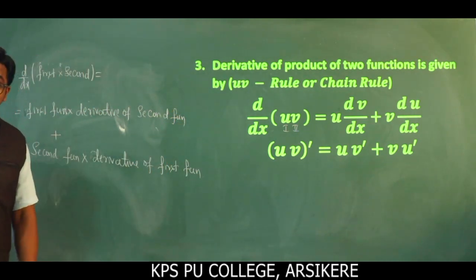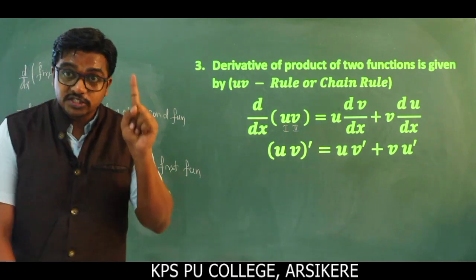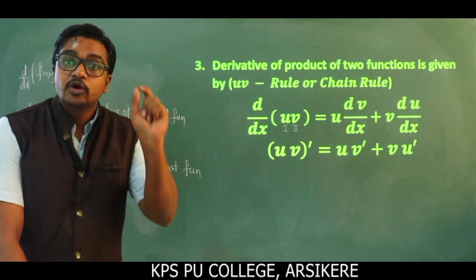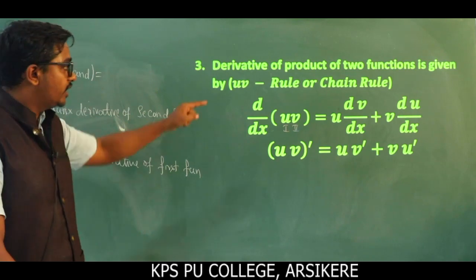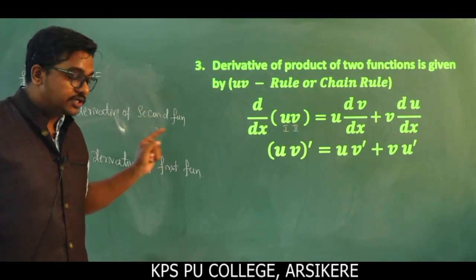When they give a product of two functions, the corresponding derivative becomes first function into derivative of second function plus second function into derivative of the first function. This is the most important one, UV rule or product rule, or this is also called what? Chain rule. Take a pause and note on.